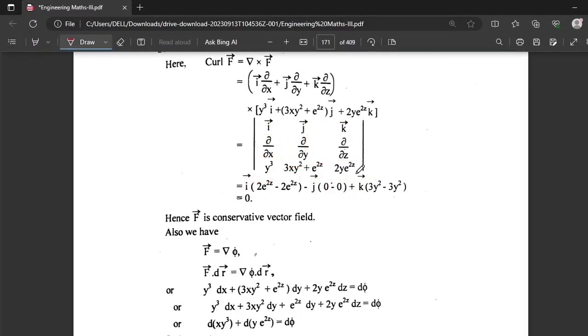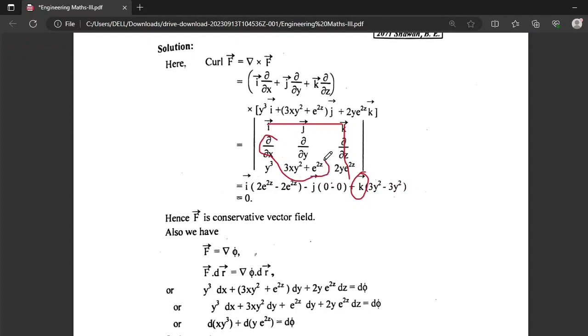And finally k vector, and cancel this column and this row, remaining is this, del by del x of 3x y square plus e to z, so 3y square will be constant, and derivative of x with respect to x is 1, so 3y square minus this, derivative of y cube is 3y square, so this and this cancels, 0 minus 0 is 0, and this minus this is also 0, so it is 0. Since curl of f vector is 0, so it is conservative vector field.